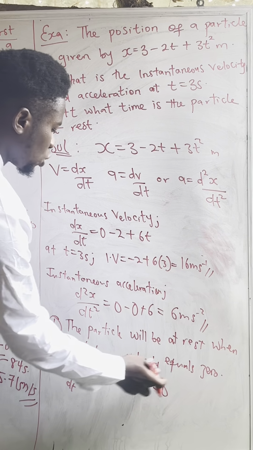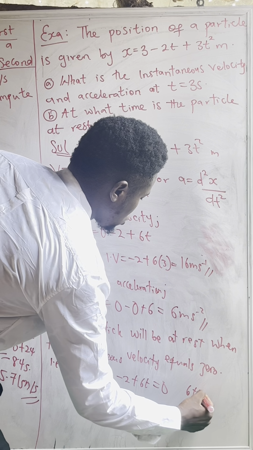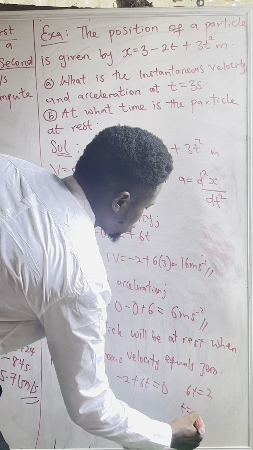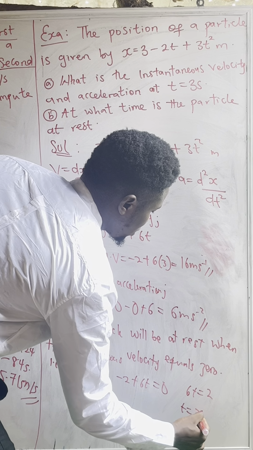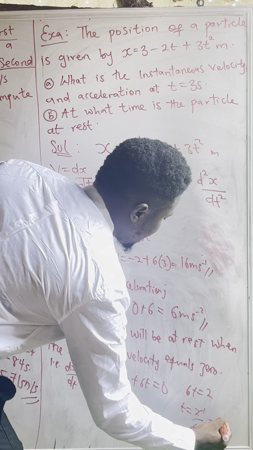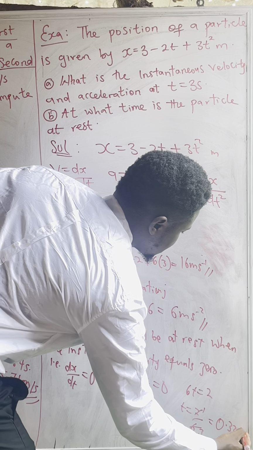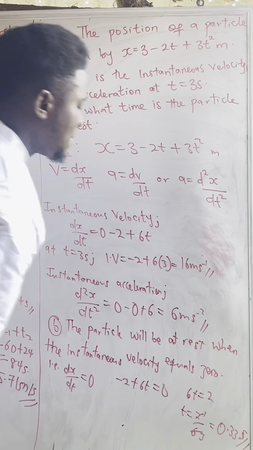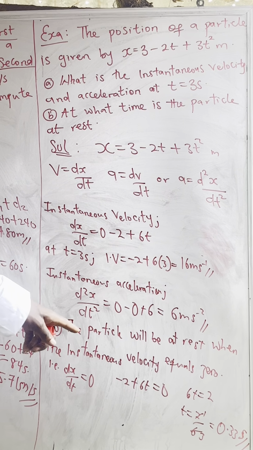I'm going to move this minus 2 to the other side. That will be 6t equals 2. So t equals 2 over 6, which is 1 over 3. And the final answer is equal to 0.33 second. So guys, this simply means that the particle will be at rest at what?